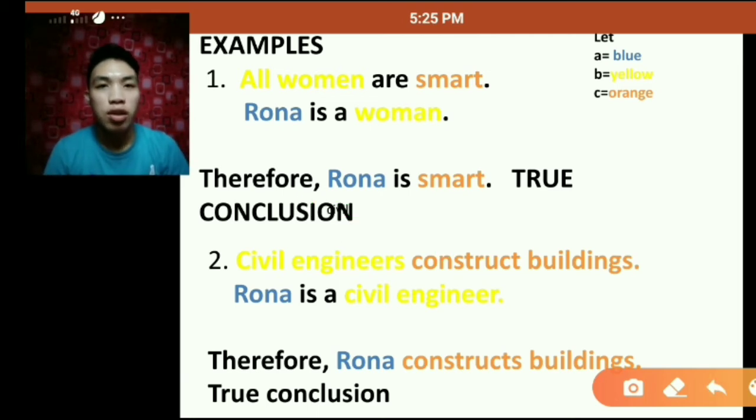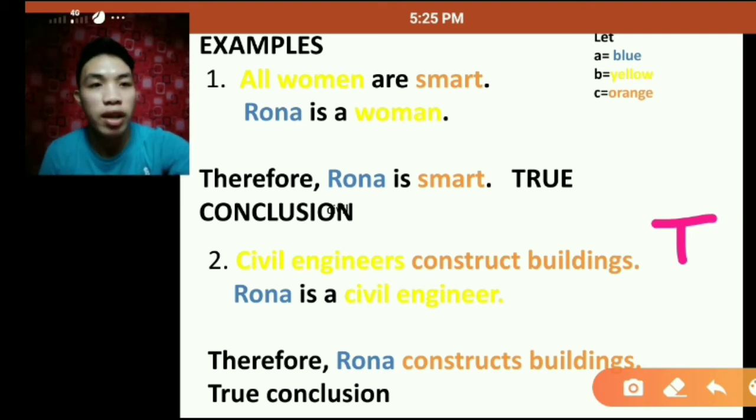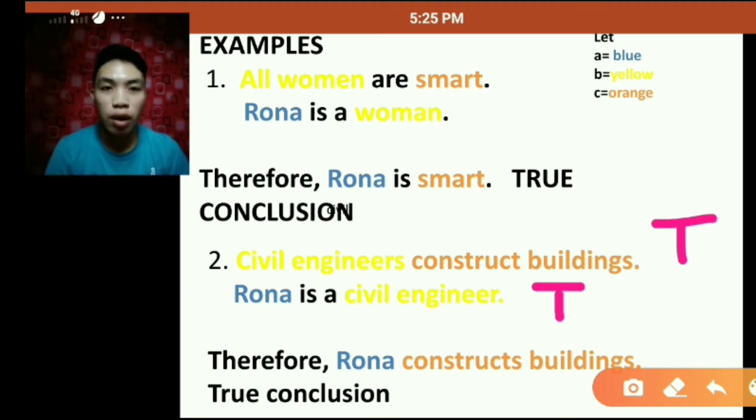Civil engineers, let's check if all of the statements are true. Civil engineers construct buildings. Then that is actually true. They construct buildings. True. Then Rona is a civil engineer. So Rona is a civil engineer based on the statement. Then, for our conclusion, we have, therefore, Rona constructs buildings. So that is true based on the premises that we had.